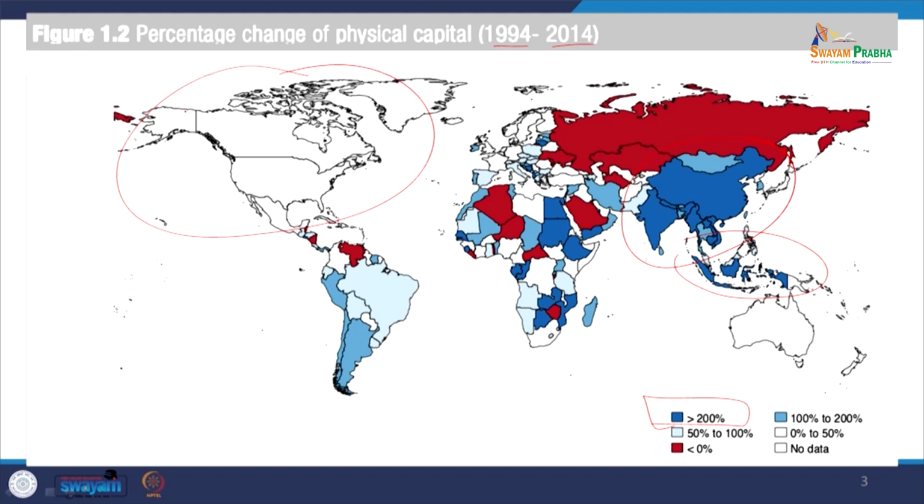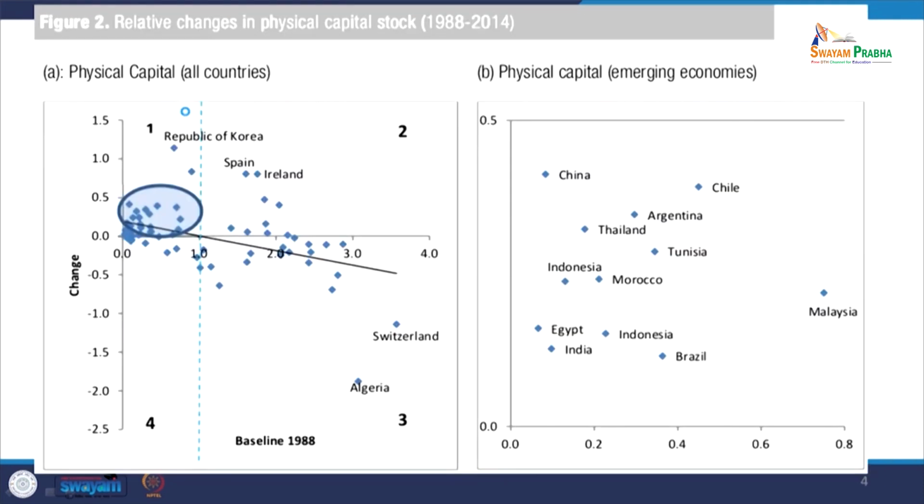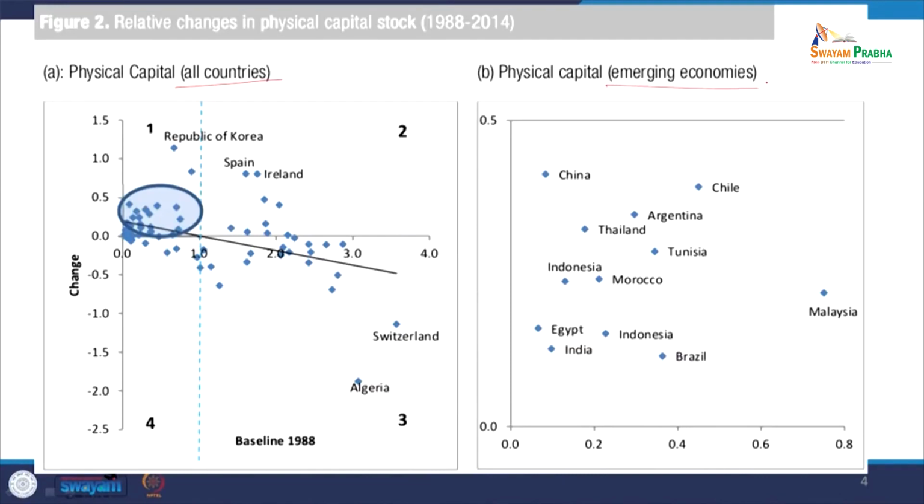Now, similarly, we should also try to know some other figures which are quite interesting to note, like relative changes in physical capital stock from 1988 to 2014. So, we try to compare all countries with emerging economies like India and China. In this context, physical capital is being compared. The change here is again relative change, which I have emphasized in the title.